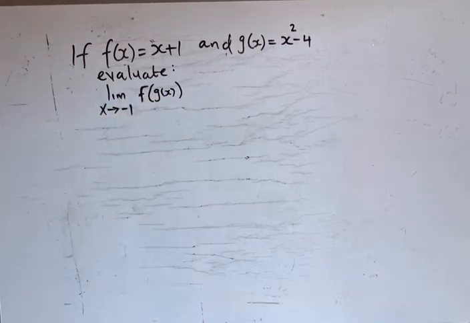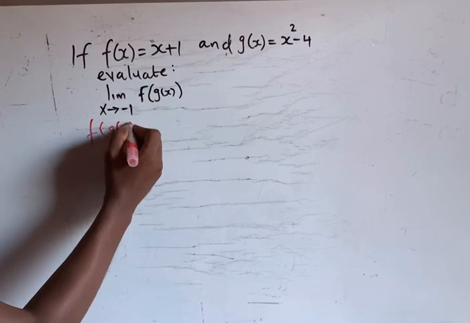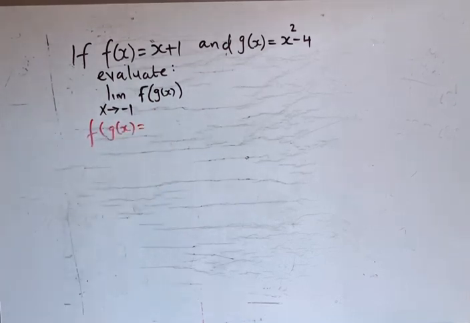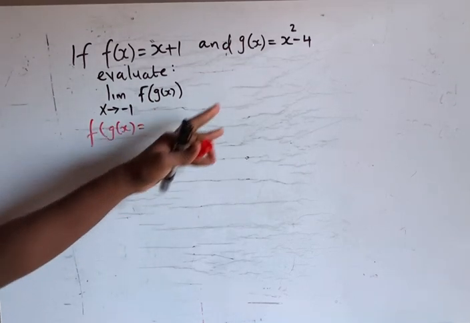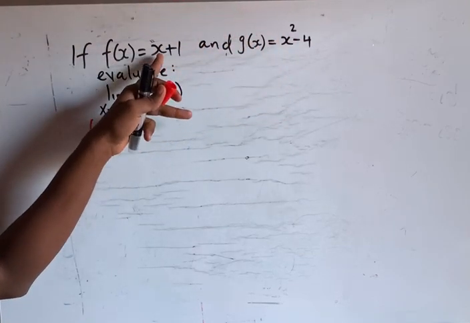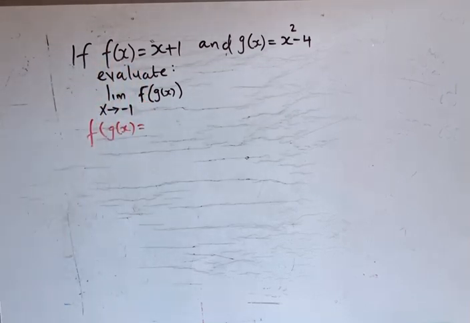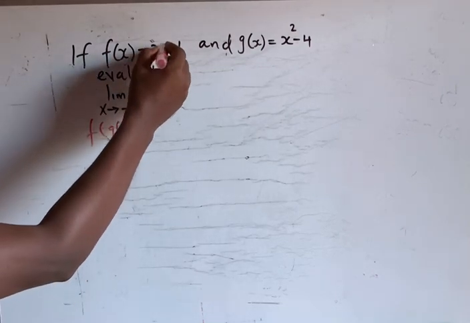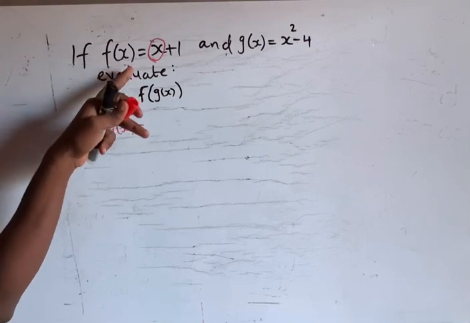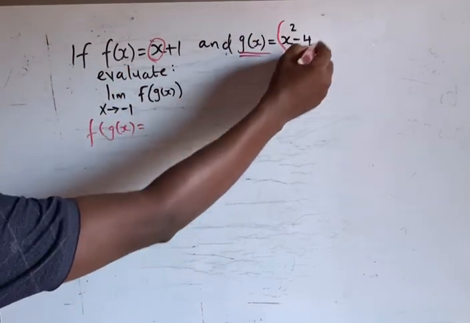First way is we could find the function f of g of x in the first place. What do you mean by that? We mean that you're going to take the whole of the function g of x and substitute and place it in the function f of x. What do I mean by that? I'm going to replace the value of x here in the function f of x with the value of g of x, which is x squared minus 4.